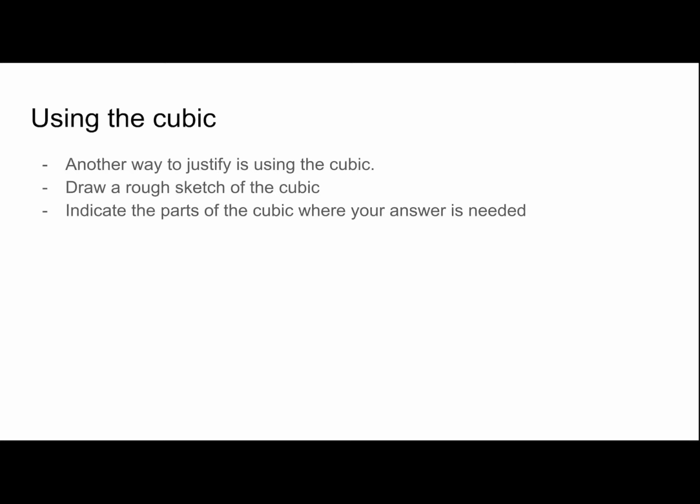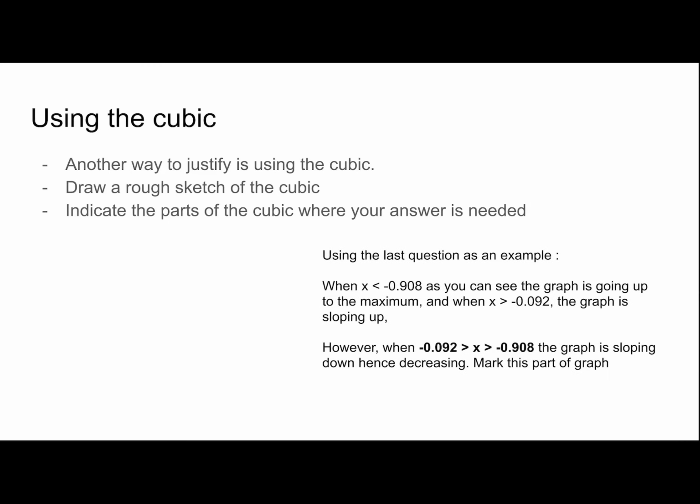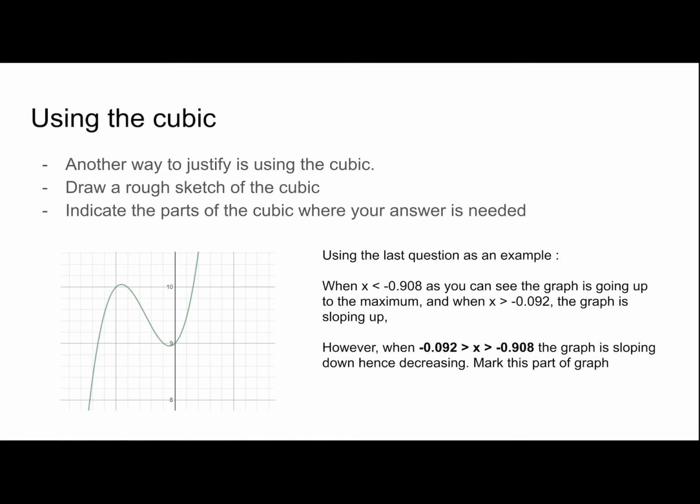So we need to draw a rough sketch of the cubic and indicate the parts of the cubic where your answer is needed. Using the last question as an example, when x is less than negative 0.908, we bring up the graph on the left hand side. So when x is less than negative 0.908, refer to the very left hand side. As you can see, the graph is going upwards to the maximum.